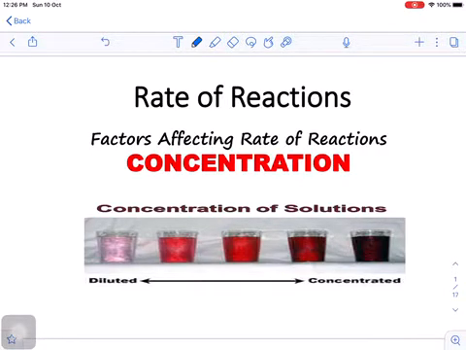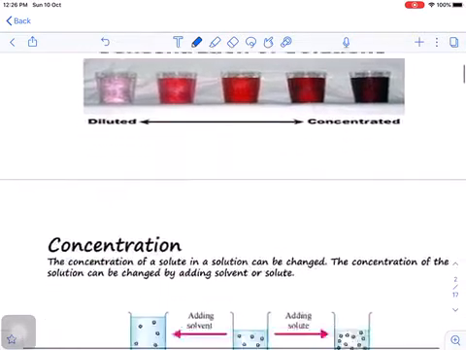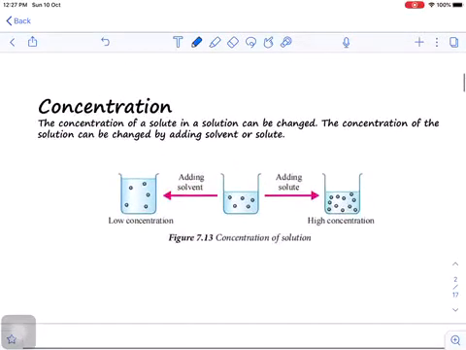For a good example, you can see air sirap. Kalau warna merah tu terlalu gelap, so kita kata concentrated, because terlalu banyak solute yang kita larutkan dalam solvent. And kalau warna merah tu semakin pudar, kita panggil air sirap tu cair, which is diluted. So, concentration. What is concentration?